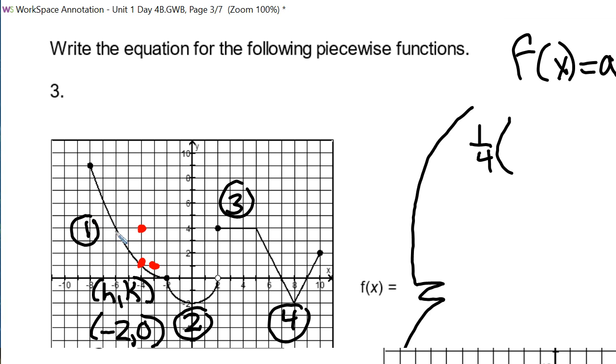-2, 0. So what goes inside the parentheses? X plus 2 needs to be squared. And for the k, it's 0, so we don't put it. And then put a comma, because after the function, we need to restrict our domain. So looking at this quadratic, how many endpoints does this segment have? 2. So if that has 2 endpoints, you need 2 inequality symbols in your answer.